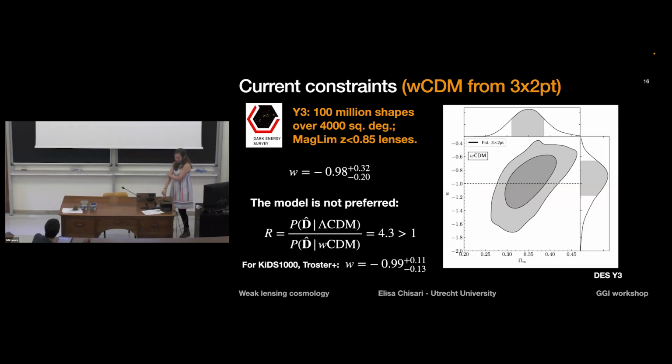Okay, so what about opening up the parameter space? That's a little bit difficult right now. We're not super sensitive yet to w0 wa. That will come in Stage 4. But still, we can try to do this.